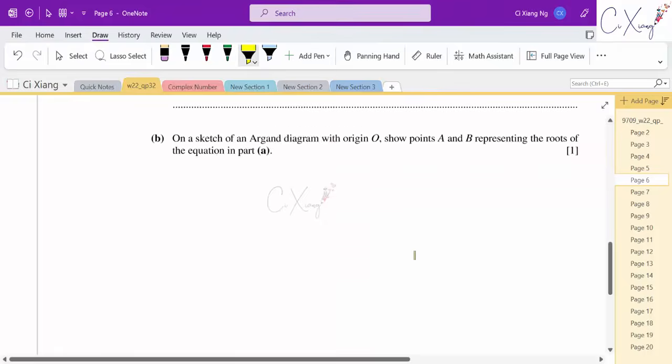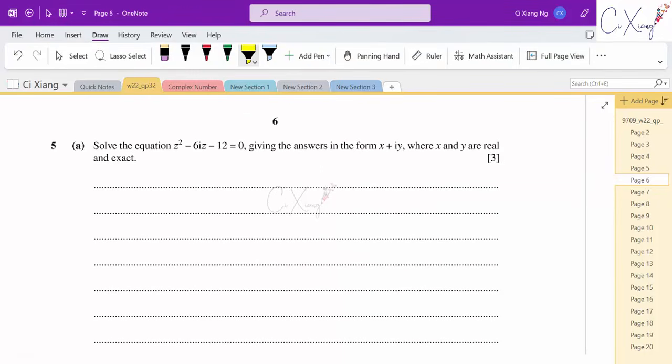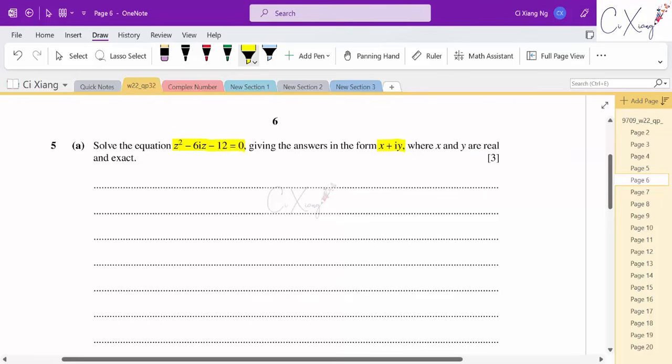Okay, so we are given the equation. Solve the equation z squared minus 6iz minus 12 equals 0, giving the answer in the form of x plus yi, where x and y are real and exact. The keyword is exact, which means your final answer must be in surd form or pi form, and cannot be a decimal number.